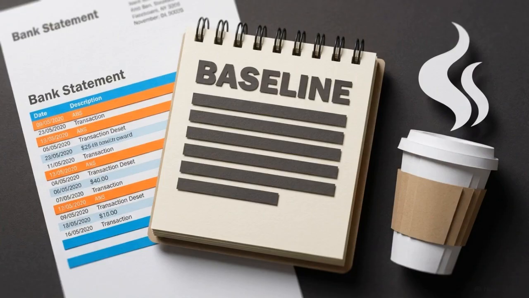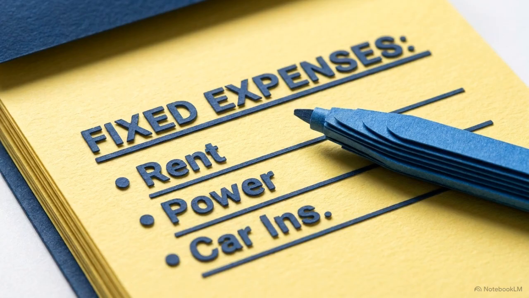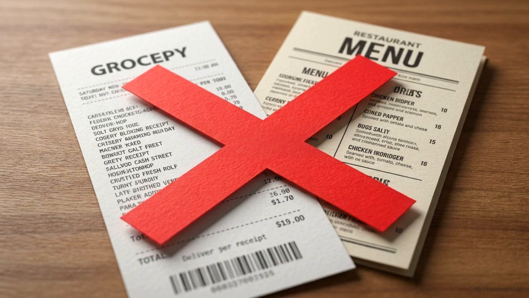Step 1. Grab your most recent bank statement or a notepad. We need to identify your core baseline number. Look for your fixed expenses. These are the non-negotiable costs that show up every month: rent or mortgage, utilities, insurance, and regular internet subscriptions. Do not include flexible spending, like groceries, dining out, or gas. Mixing those in will ruin the logic of this setup.